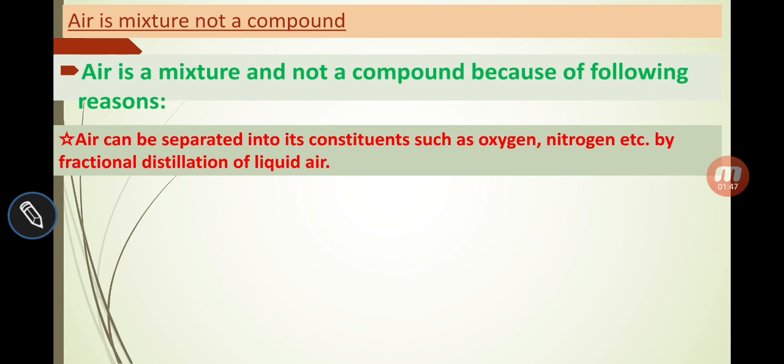Air can be separated into constituents such as oxygen, nitrogen, etc. by fractional distillation of liquid air. And what is fractional distillation? Separating two or more miscible liquids at different boiling points. Already we have discussed distillation and fractional distillation. So we can separate these individual gases of air by fractional distillation, indicating that air is a mixture.